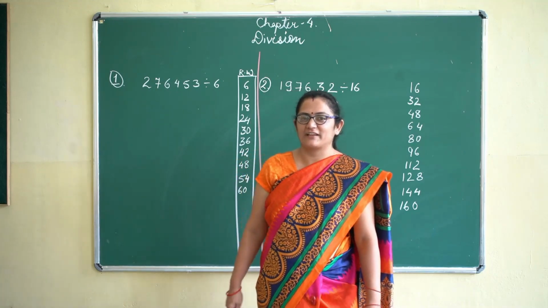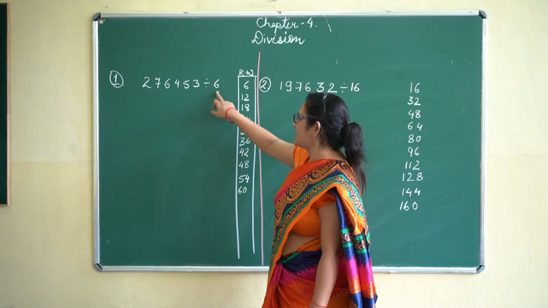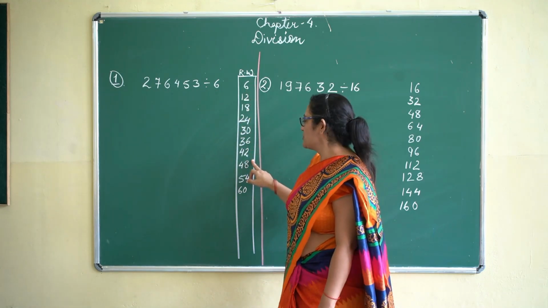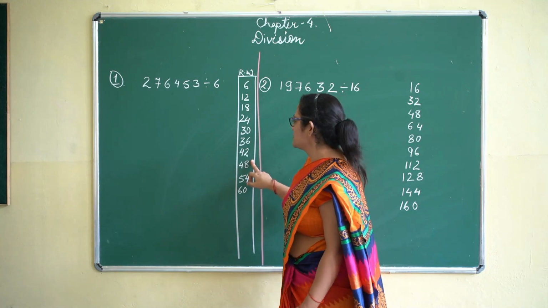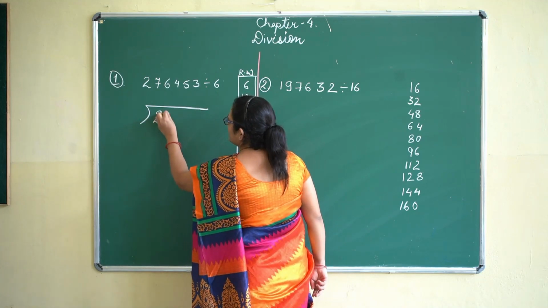The first question I will explain: 2,76,453 divided by 6, and I have written the table of 6 for reference. You should know the table of 6. So how will you do it? You will write here.